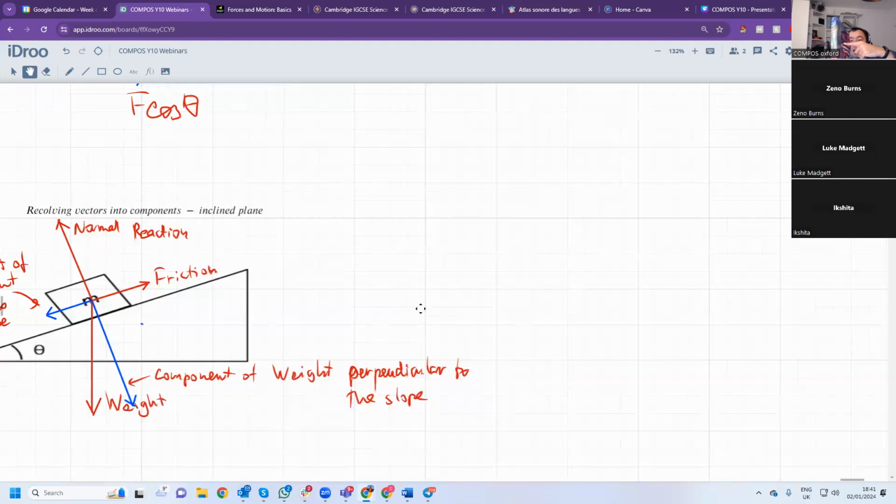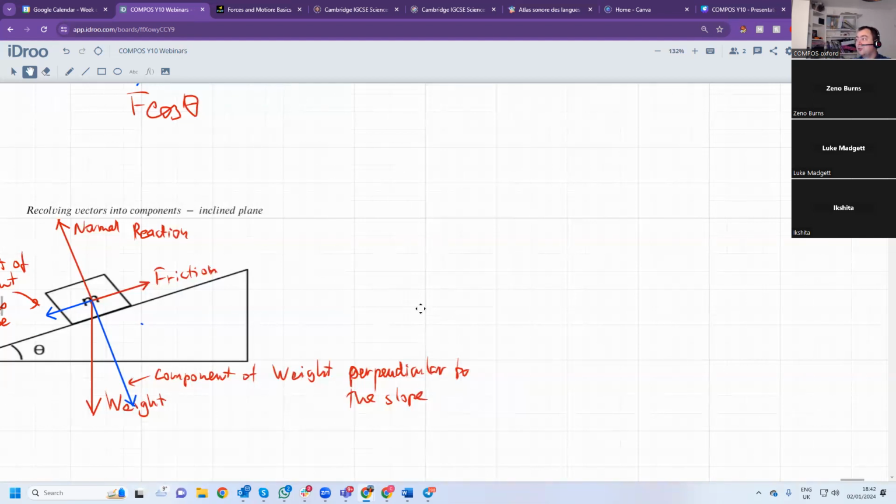The book is pushing back, and this force is called the normal reaction force. Normal because it's perpendicular, reaction because it reacts to your action. Okay, the book is pushing back, and this is the force.